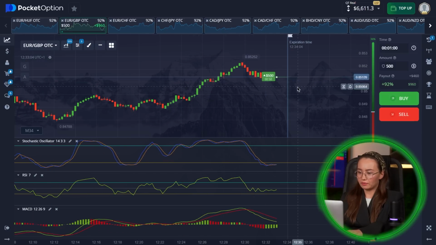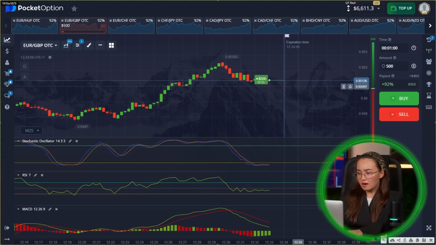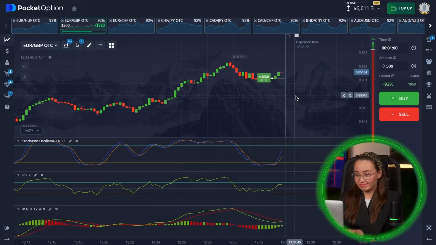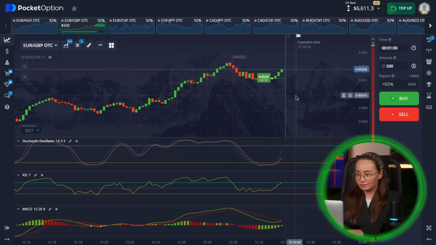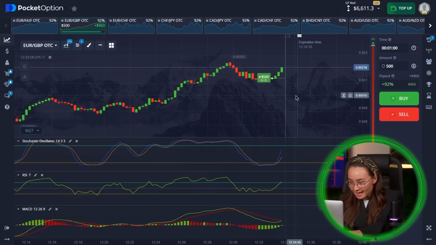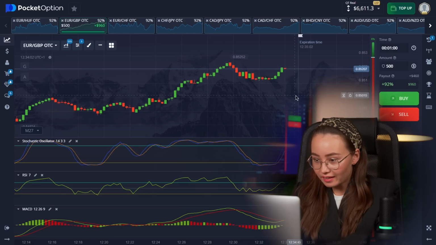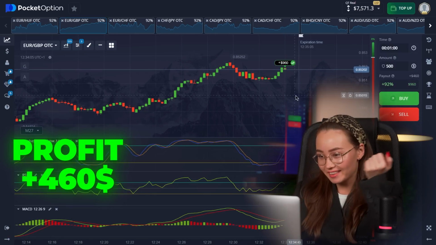Alright, opening another long trade here. We see RSI close to the 30 zone, MACD above 0 and Stochastic below 20. Plus, we have a local uptrend that will continue now. Perfect. Such a clean, undirectional move. At this point, losing is impossible. 5 seconds left. 3. And money's in the bag.